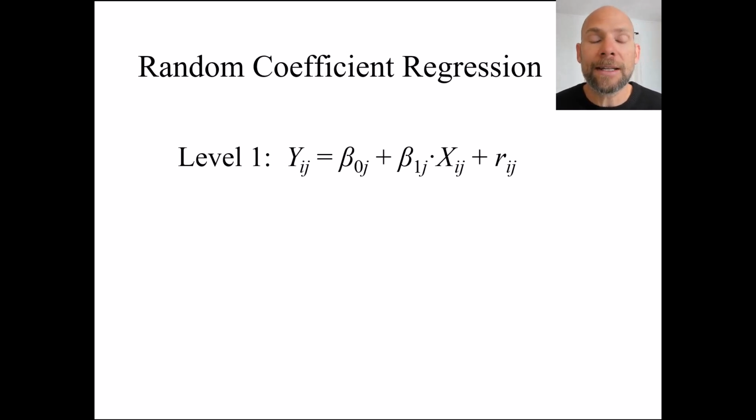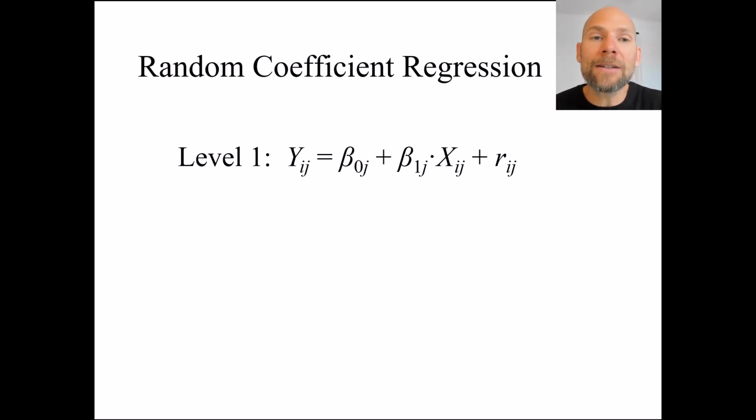However, notice that now we have two indices here. We have an index i for the person again, and now we also have an index j for the cluster, so for the organization, which means these regression equations are cluster specific. Each cluster can have its own intercept beta 0j and its own slope coefficient beta 1j, and that's different from the OLS regression that is at a single level and does not take into account clustering. So that's the first difference.